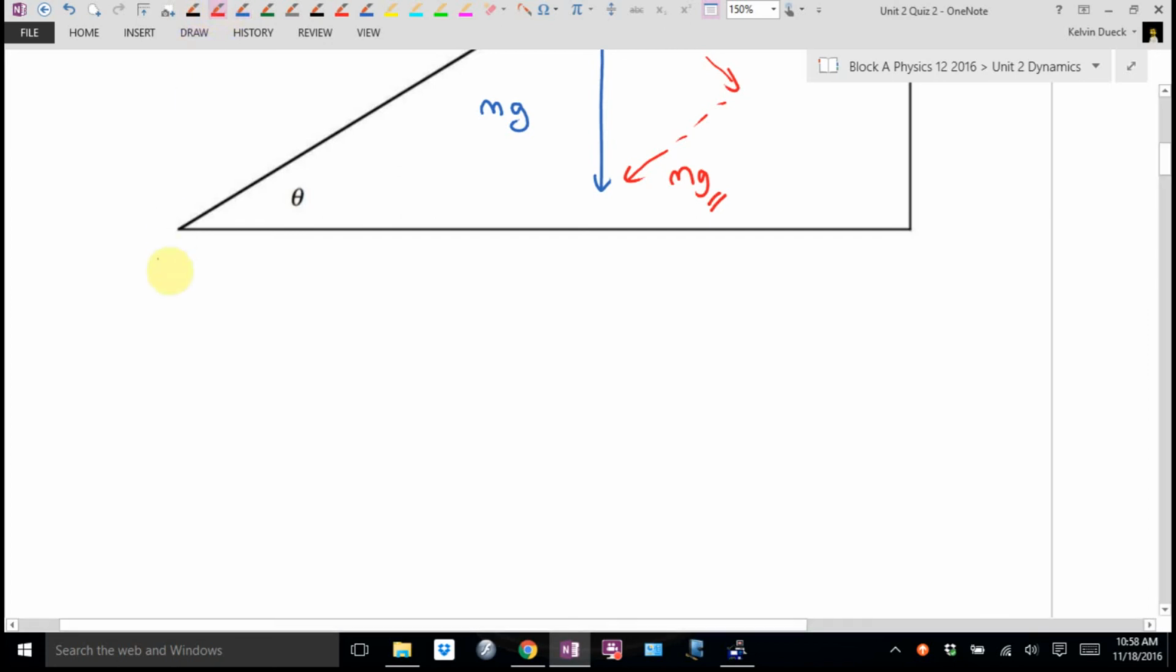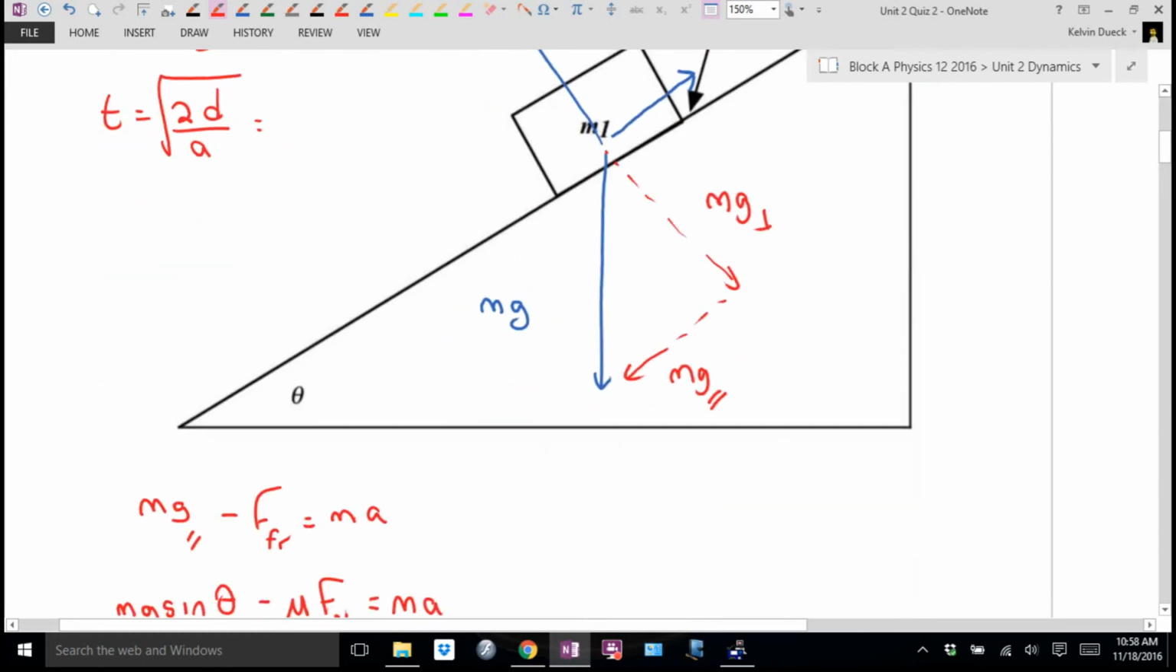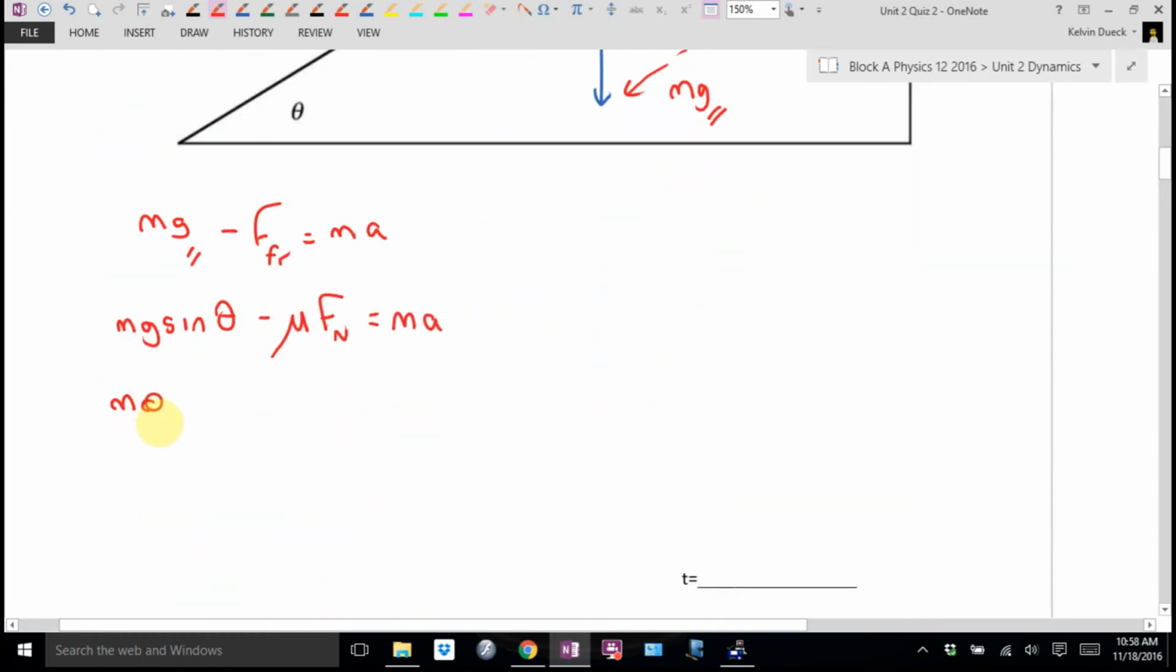Anyways, I'm going to go like this. I think it's going to be mg parallel minus friction equals ma. It's going to be mg sine theta minus mu times the normal force equals ma. I don't know the normal force. Oh, but look. I know another force the same size as the normal force, mg perpendicular. So it's going to be mg sine theta minus mu mg perpendicular equals ma.